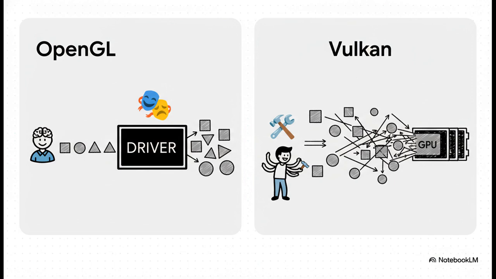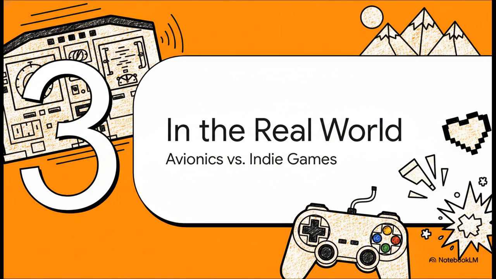It's way more complex, but it's also a much more honest reflection of the hardware. Okay, all this technical talk is great, but how does this choice actually impact real projects? Let's look at two wildly different examples, a mission-critical system for a fighter jet and an indie game.